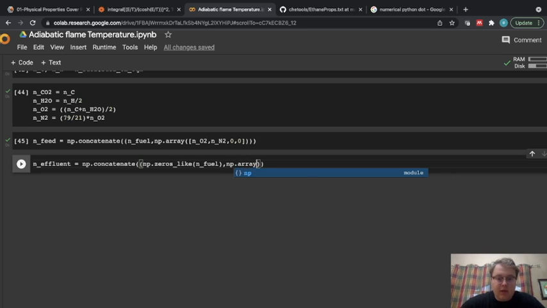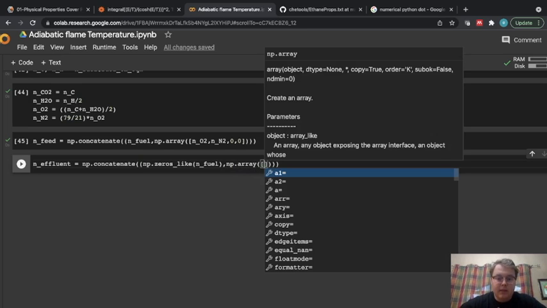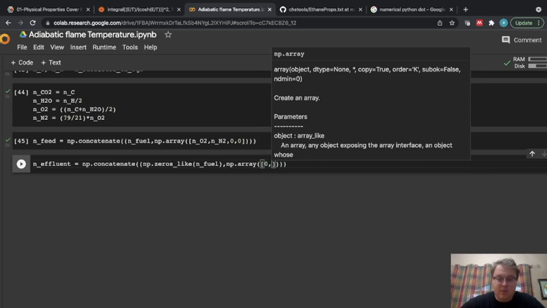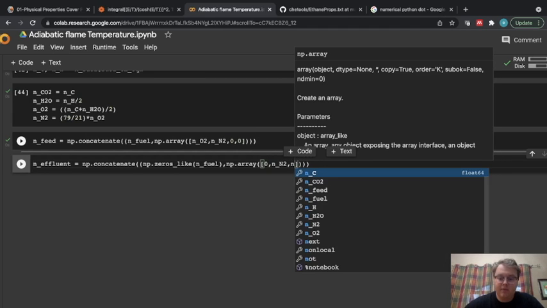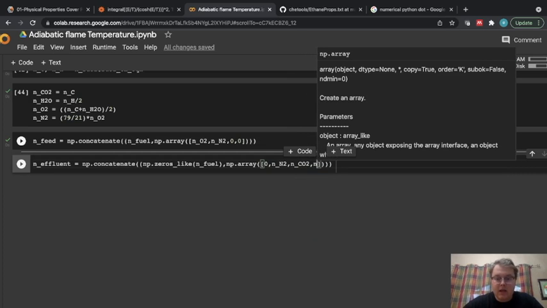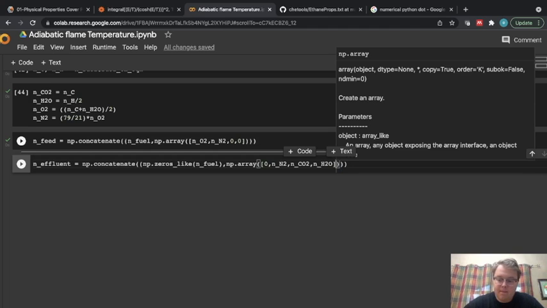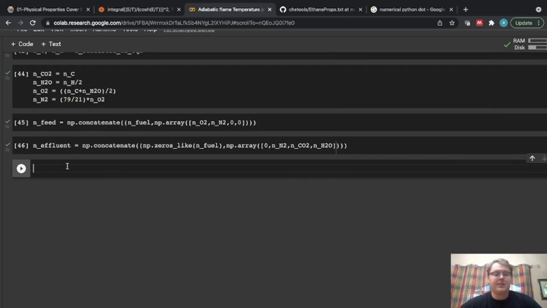And then np.array of my chemical components. Now, I'm not going to have any oxygen, so that's going to be 0. That's going to be spent up in the reaction and turned into CO2 and water. I'm still going to have nitrogen, so that will still be N2. And now I will have, instead of 0 and 0 for my CO2 and water, N of CO2 and then N of H2O. There we go. So I've set up my combined arrays for the input to my system and the combined arrays of the output of my system. So the only thing left to do is to define the energy balance and solve for the temperature.